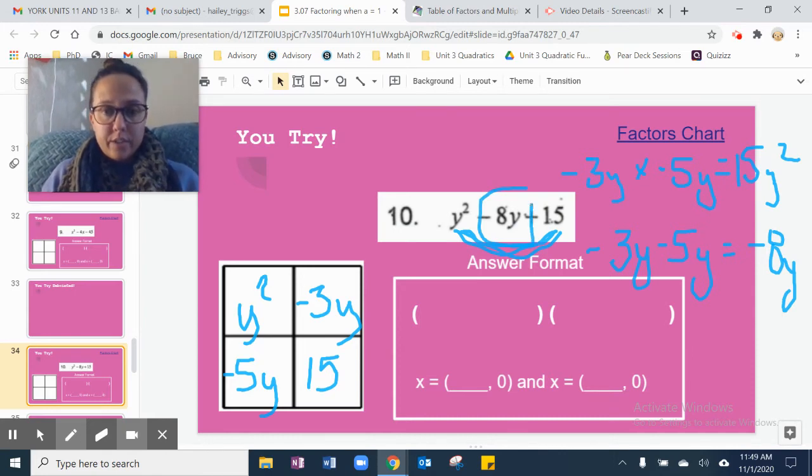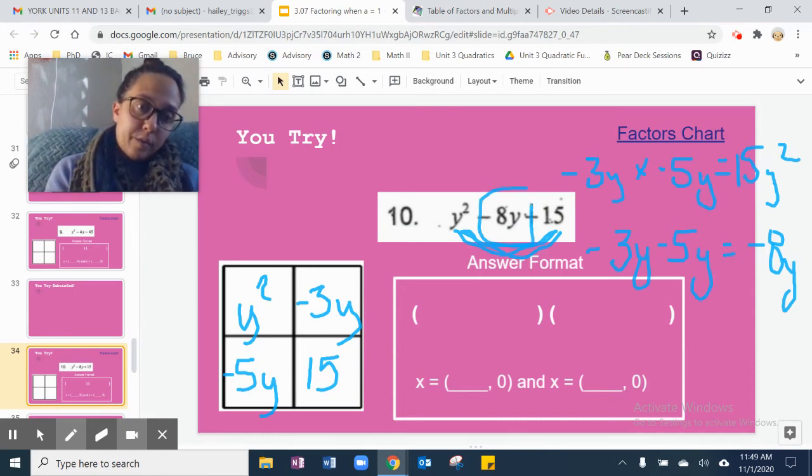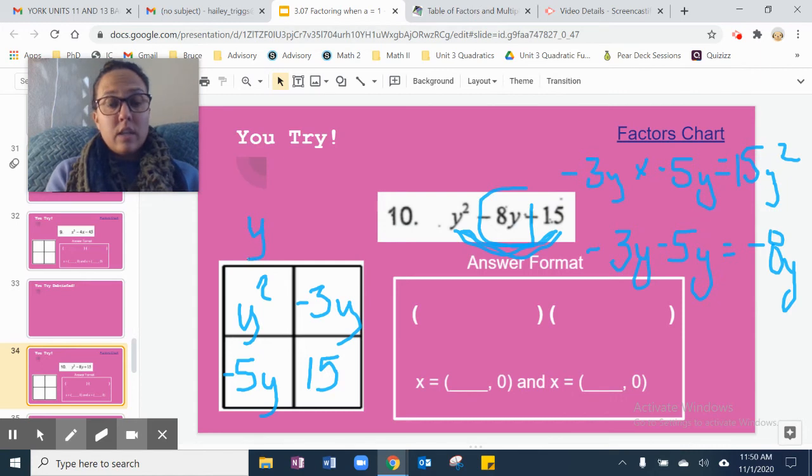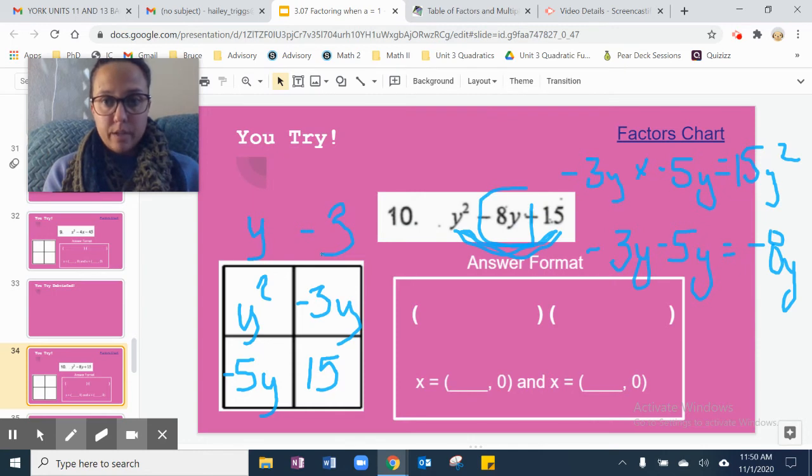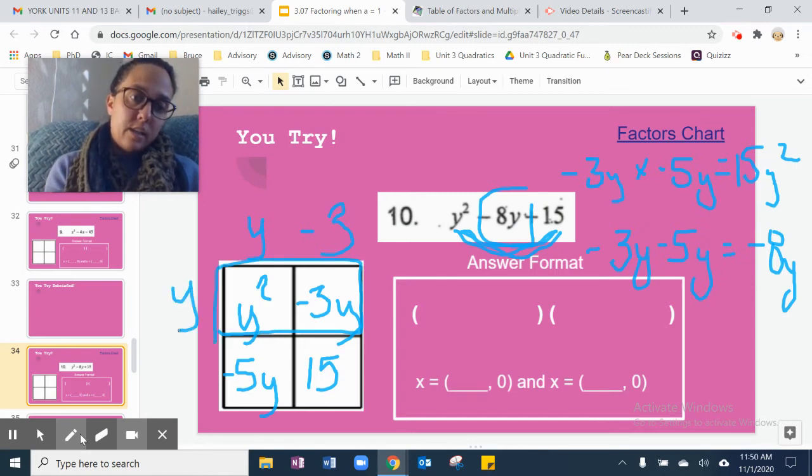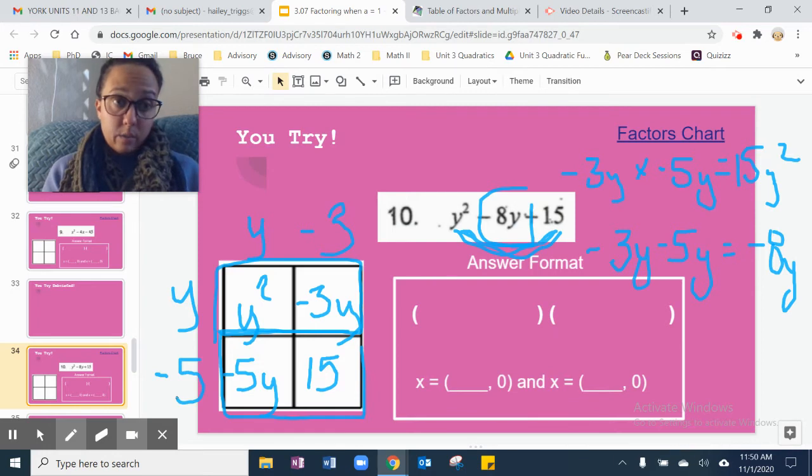So now we're going to factor. From our first column, we can factor out a y. From our second column, we can factor out a negative 3. And I'm going to tell you why it's negative in just a moment. And then from the first row, we can factor out a y. And the second row, we can factor out a negative 5. And I will tell you why that is the case in just a moment.